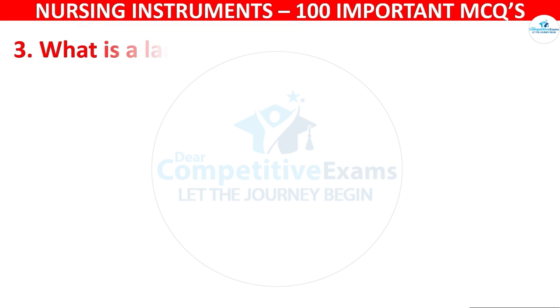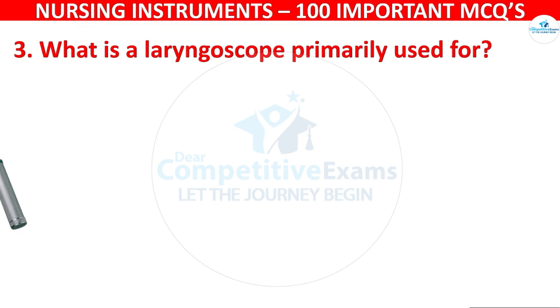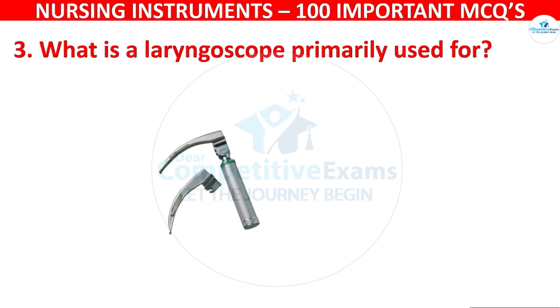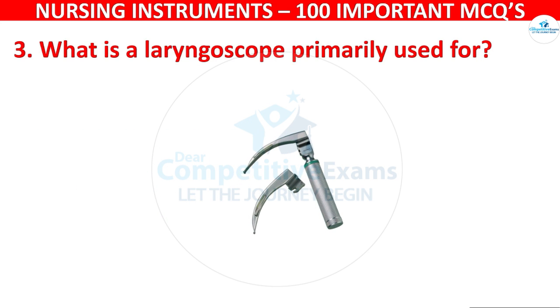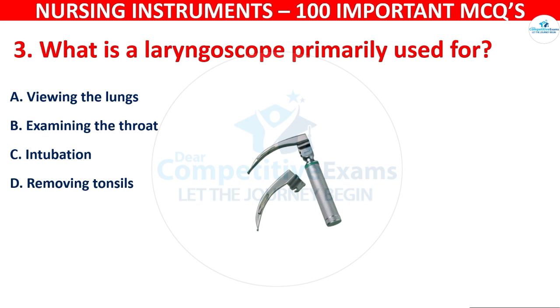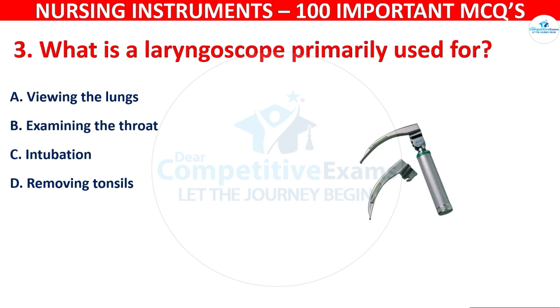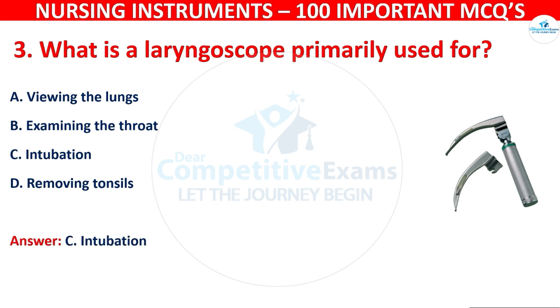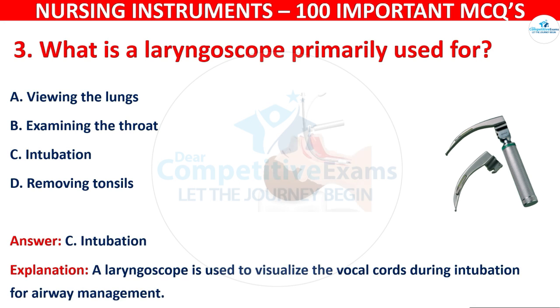Question number 3. What is the laryngoscope primarily used for? Your options are viewing the lungs, examining the throat, intubation, or removing tonsils. The correct answer is C, that is intubation. A laryngoscope is used to visualize the vocal cords during intubation for airway management.